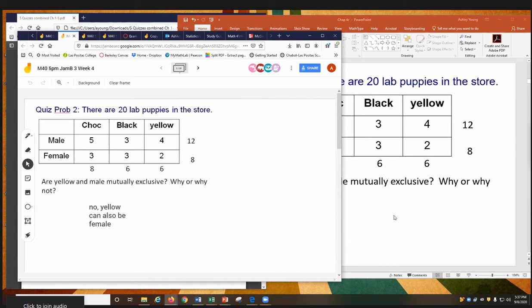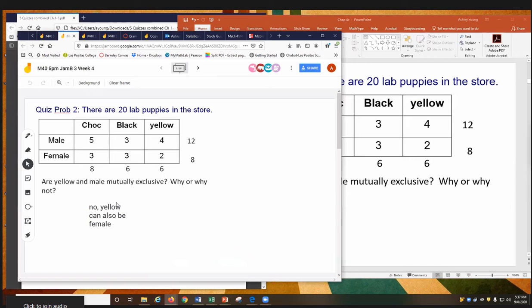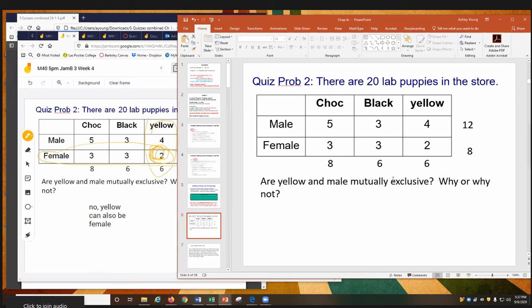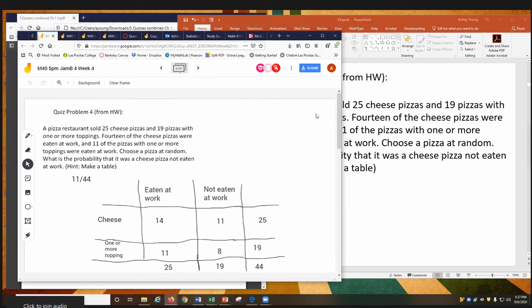Right, so for example, here's somebody, they said, are yellow and male mutually exclusive? And the answer is no, because you can be, in other words, here are the yellow labs, here are the female labs, and there are some that are both yellow and female. So because you can be both simultaneously, you can be a yellow lab and a female lab at the same time, then it is not mutually exclusive. Good. Quiz problem number 4. Let's see, this one looks good.